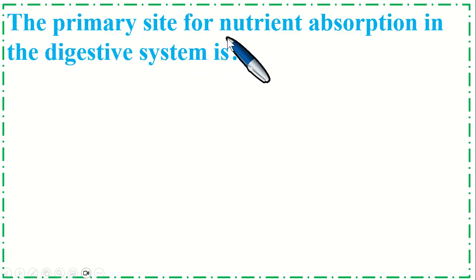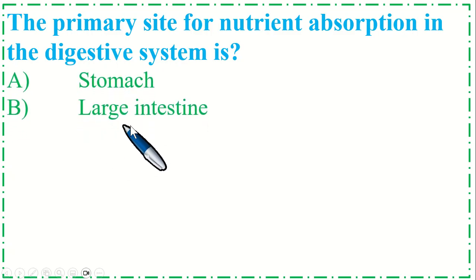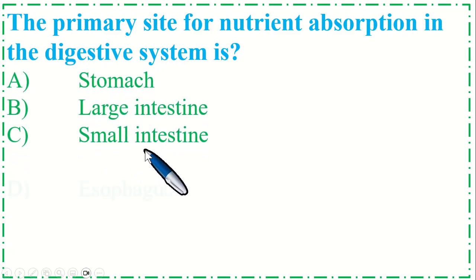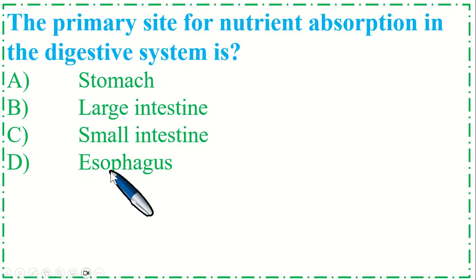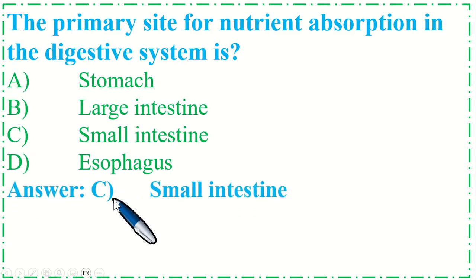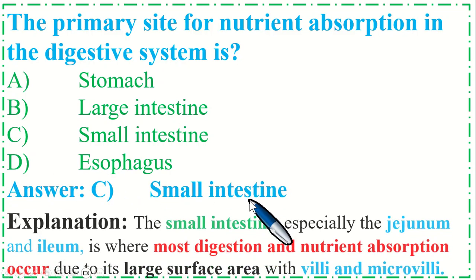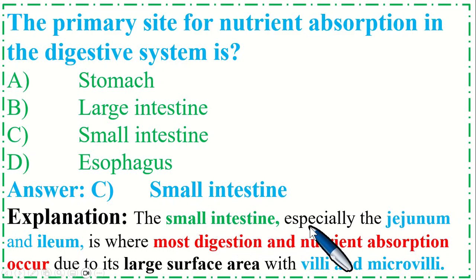The primary site for nutrient absorption in the digestive system is: option A, stomach; B, large intestine; C, small intestine; and option D, esophagus. So the correct option is C, small intestine. The small intestine, especially the jejunum and ileum, is where most digestion and nutrient absorption occur due to its large surface area with villi and microvilli.